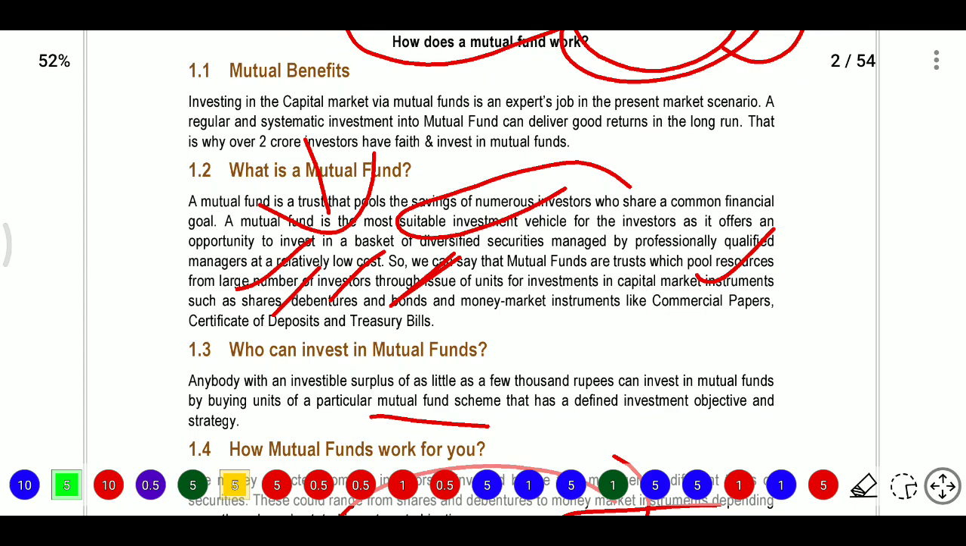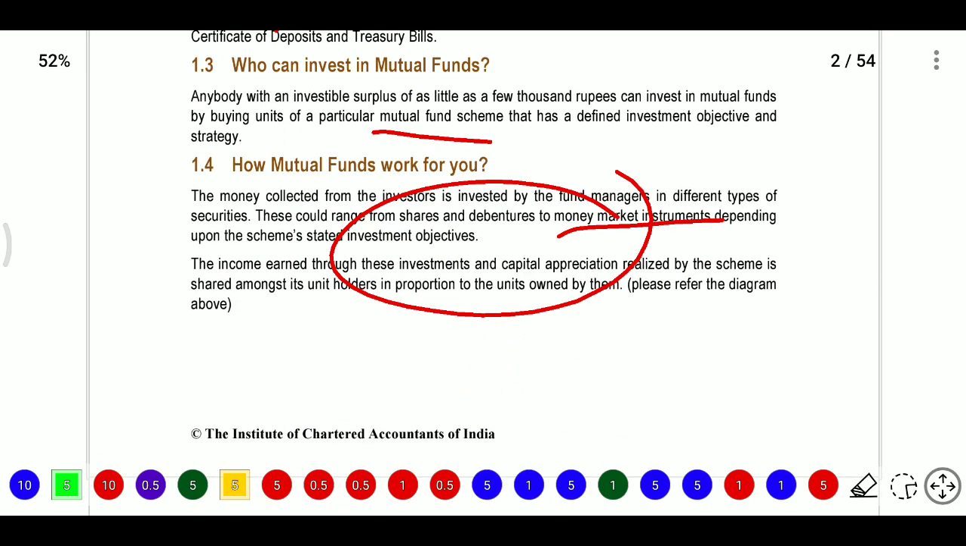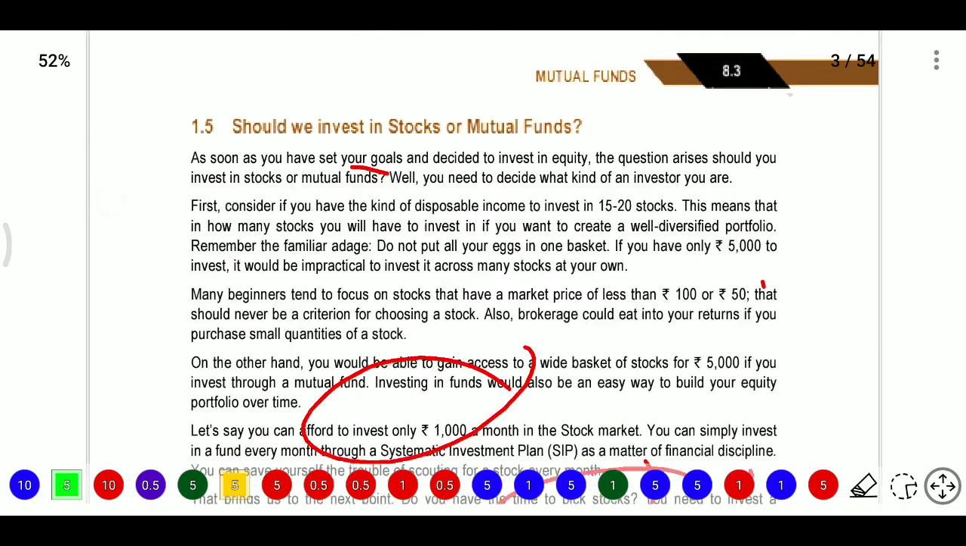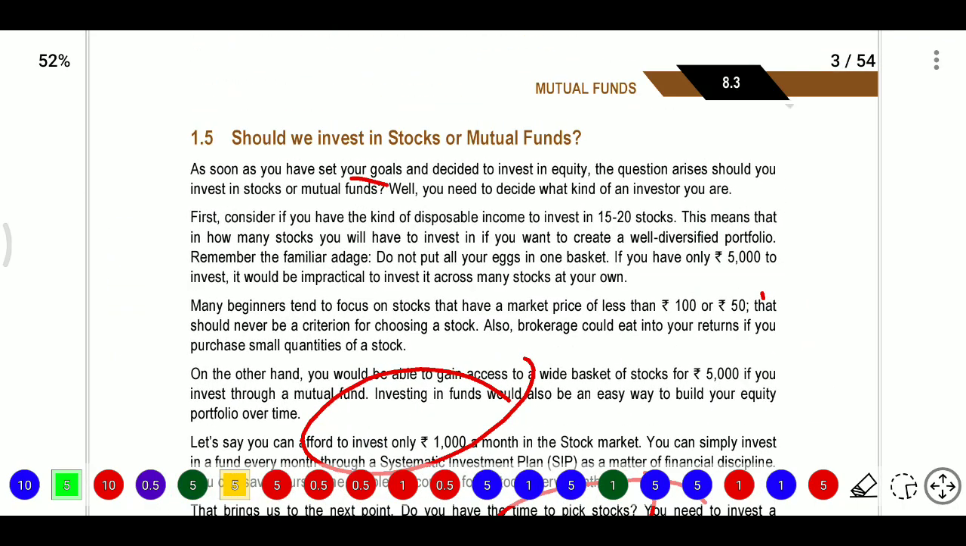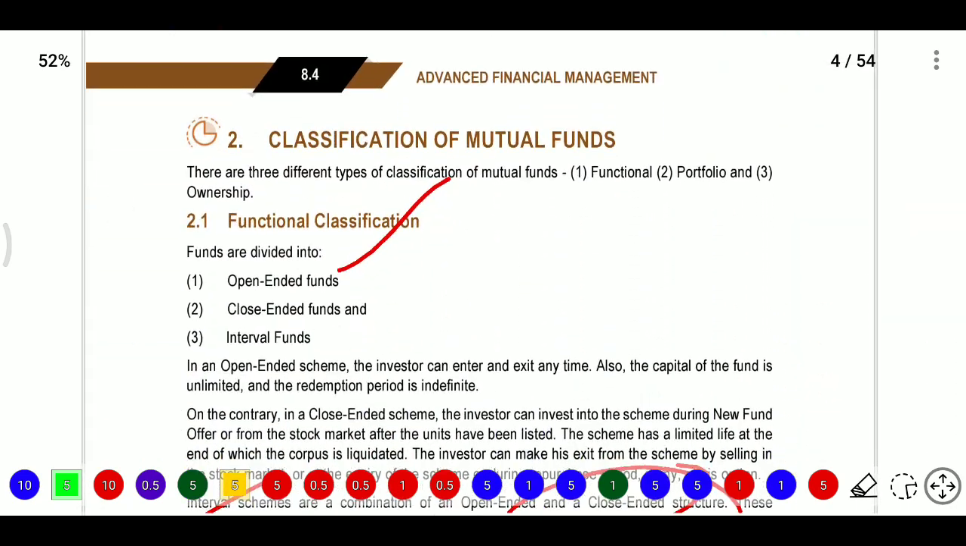And mutual benefits, what is mutual benefit? Who can invest in mutual funds? Small retail investors, salaried persons, they will invest in mutual funds, and how it works, these were discussed. And should we invest in stocks or mutual funds, it will depend on your knowledge. That is the major point we discussed there.